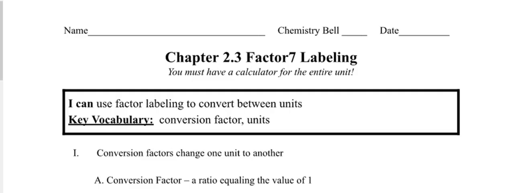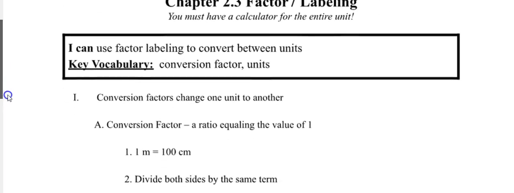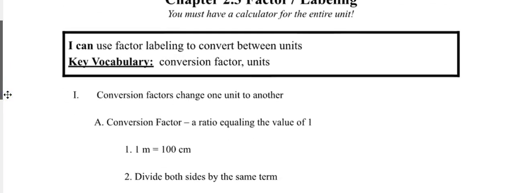So here we go. Conversion factors change one unit to another. So let's scroll this down. So a conversion factor is a ratio. What's a ratio? That's when you have like a numerator and a denominator. All right, so it's like a fraction, but that fraction equals 1. Okay. All right, so for example, this goes back to Chapter 2 again. If I have a meter stick, how many centimeters are in 1 meter? It's 100. Centi means 100.